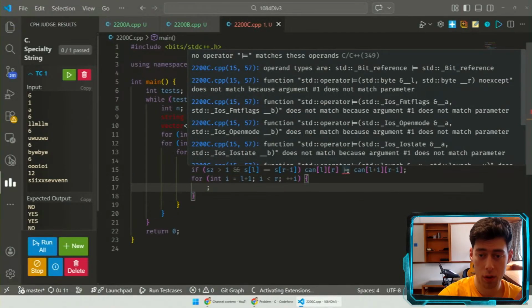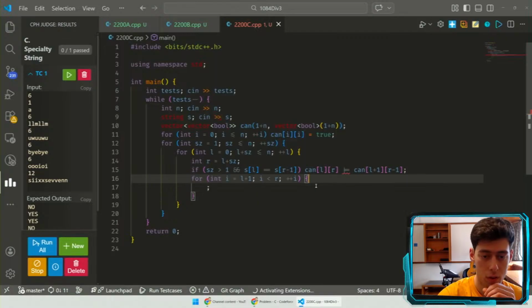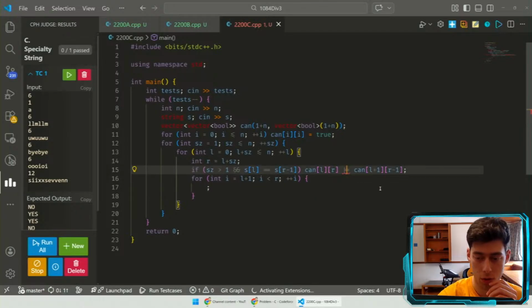Why does this not work? Yeah, I don't know what's wrong with this.